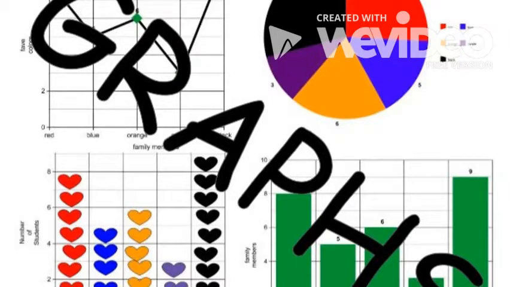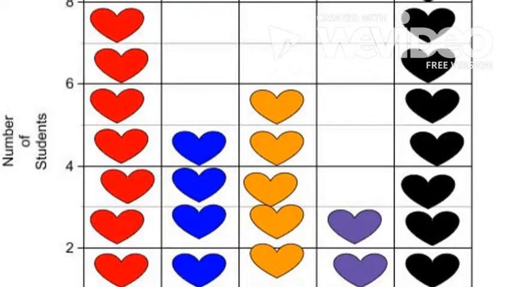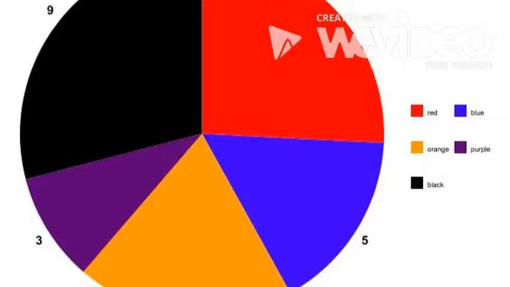Hello, so today we'll be talking about graphs. And graphs are used to show data. And there are so many types of graphs. But today we'll be talking about the most popular ones. There are picture graphs, bar graphs, line graphs, and pie graphs.